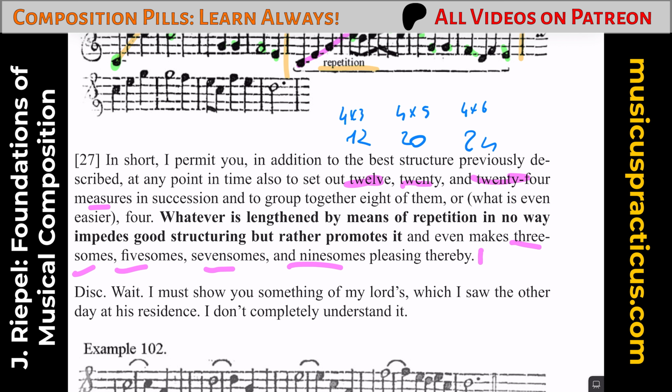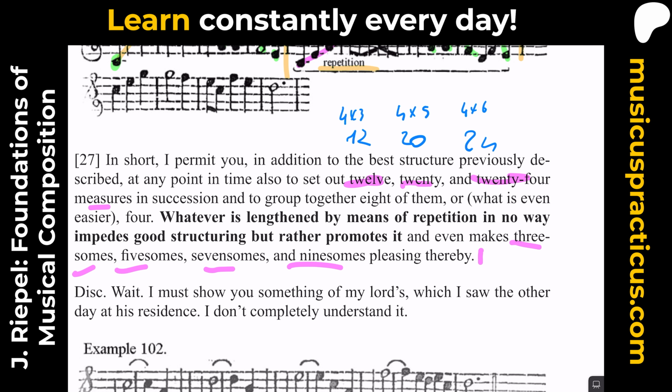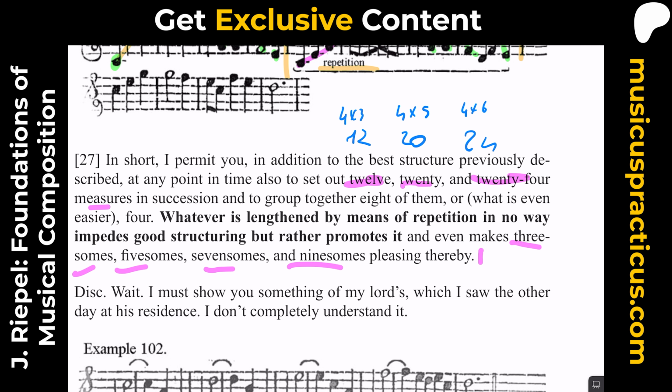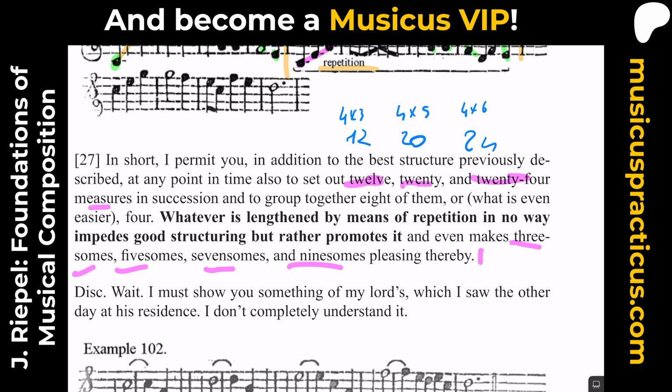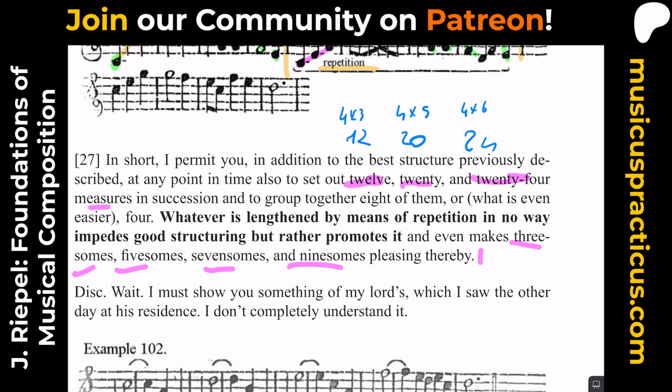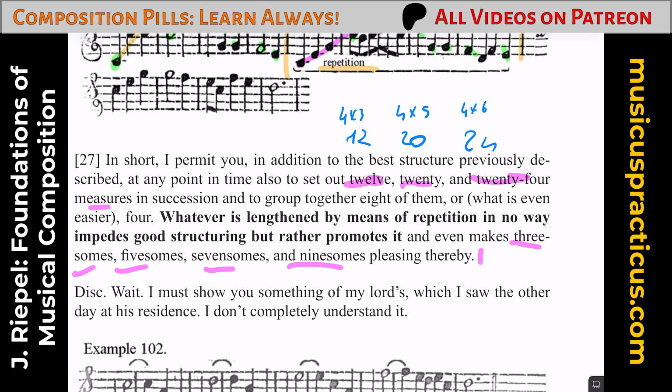Whatever is lengthened by means of repetition, in no way, whatever is lengthened, so it's made longer because of the repetition. So with the repetition, in no way impedes good structuring, but rather promotes it, and even makes 3-some, 5-some, 7-some, and 9-some pleasing thereby. Maybe it's saying, I'm not sure about that, that if we have a 3-some, and the 3-some is repeated with variation, of course, adding some other elements, this promotes good structuring. So 3 plus 3, 5 plus 5, 7 plus 7, 9 plus 9. Because we have a good structure at the end, like question and answer.